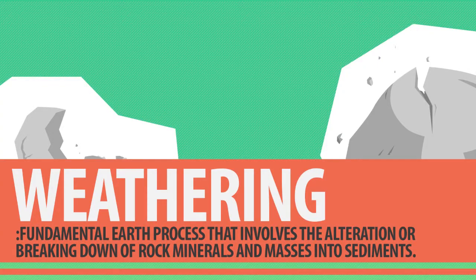Weathering is a fundamental Earth process that involves the breaking down or alteration of rocks into sediments. It basically changes rocks from a hard state to a much softer, weaker state. Basically, it's a bunch of stuff giving rocks a good pounding till the rocks can't take it anymore. There are three types of weathering. There's physical weathering, chemical weathering, and biological weathering.